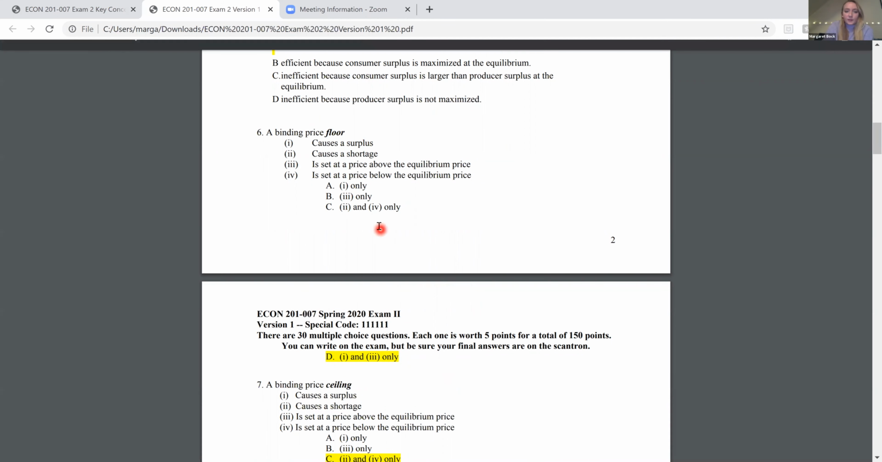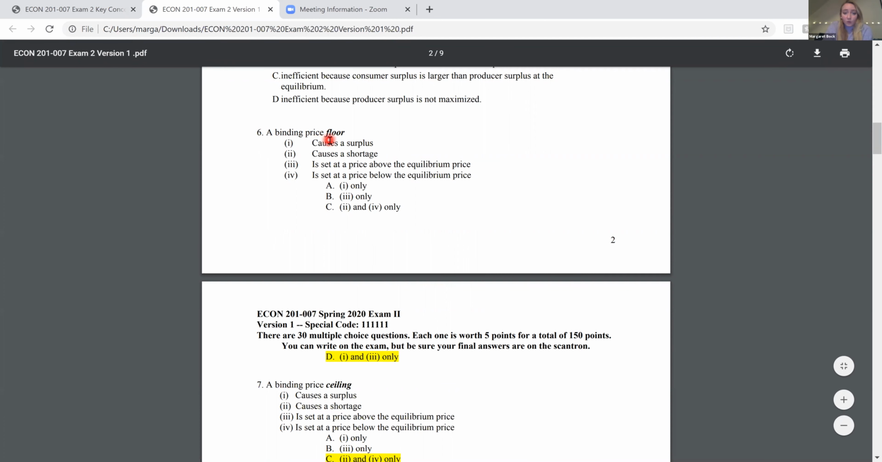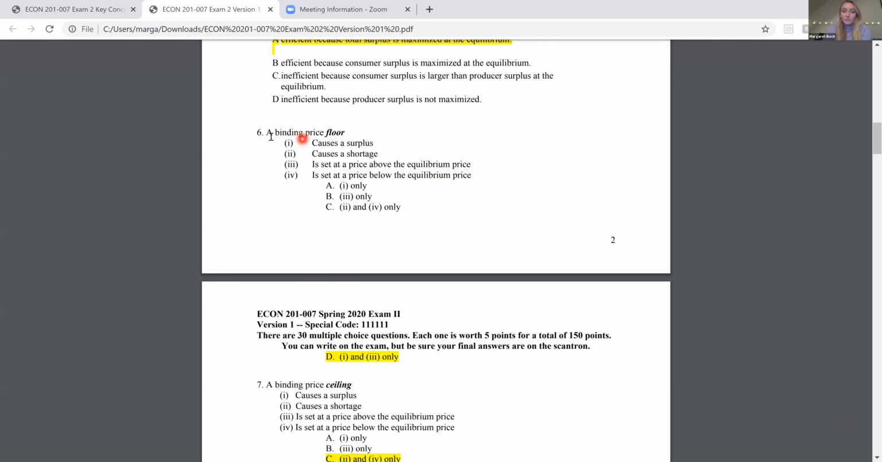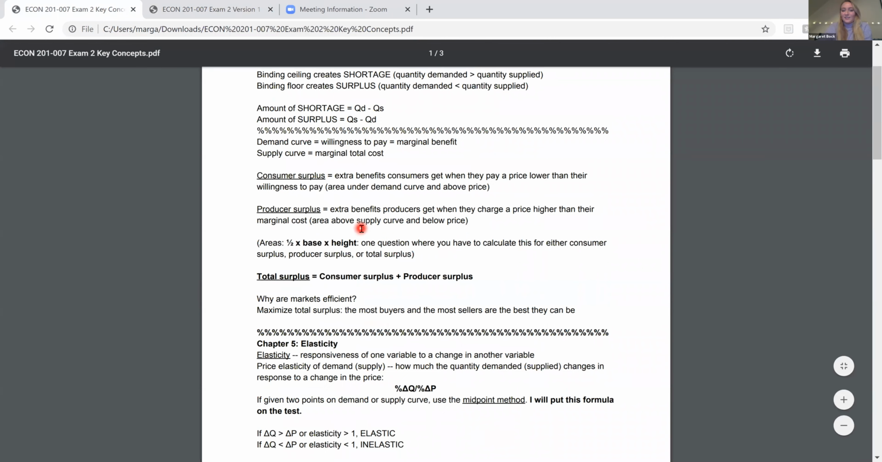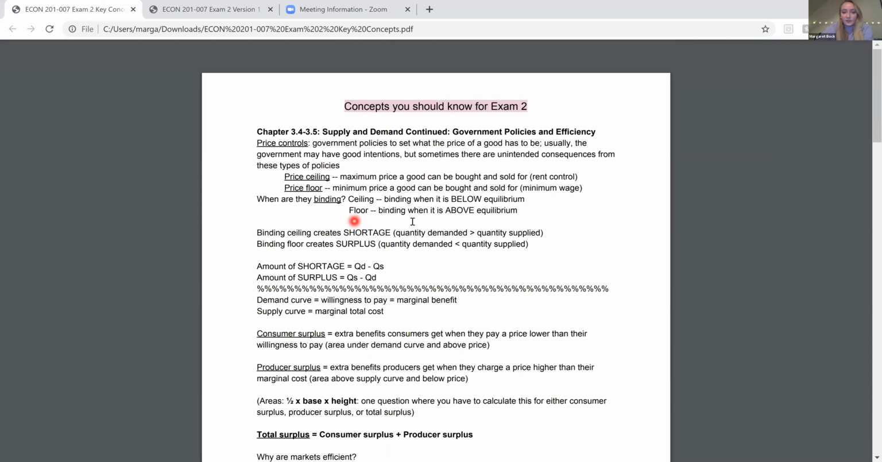So a binding price floor, and this was just knowing basically what a binding price floor does to a market. So if a minimum price, the price floor, is set above the equilibrium, that will make it a binding price floor. So if the floor is above the equilibrium, that makes it binding.